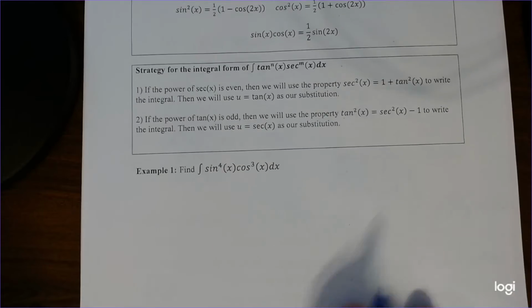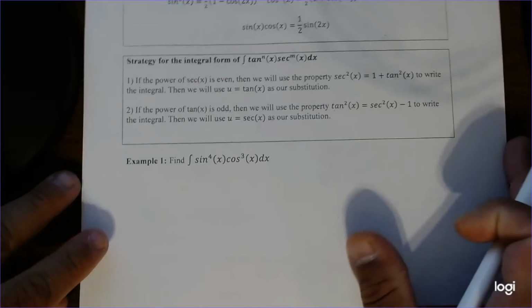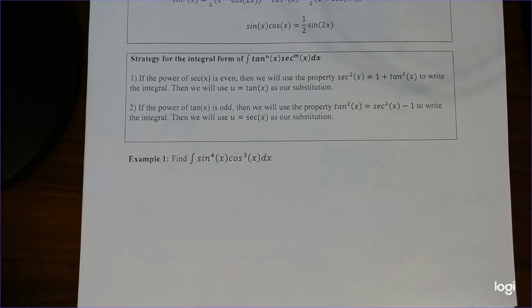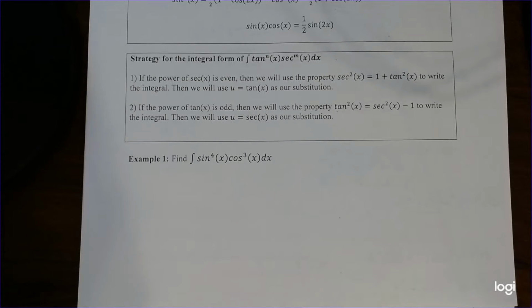And the next rule talks about the tangent and secants. Okay? So these are some strategies, again, to integrate tangents and secants with higher powers. Okay? So if the power of secant is even, then we'll use the property of secant squared equals 1 plus tangent squared, which is the other Pythagorean identity for tangent secant. And then we'll use u equals tangent x as our substitution. Okay? And the last one is if the power of tangent is odd, then we'll use the property of tangent squared equals secant squared minus 1, which is the other Pythagorean property. And then we'll use u equals secant x for our substitution. So notice it's just figuring out which scenario we're in and just following that template itself.